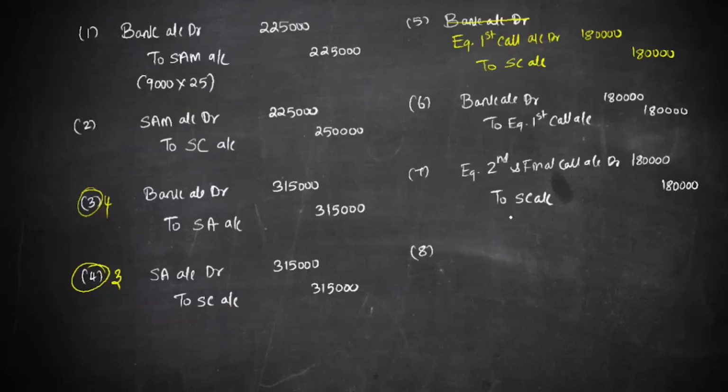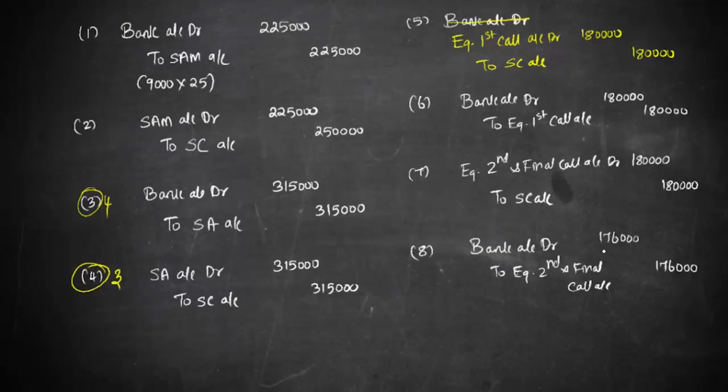So we'll write the realization, that is bank account debit 1,76,000, to equity second and final call, 1,76,000. So this means here you have a difference. You should have received 1,80,000, but what you have received is only 1,76,000. It means there is a shortage. So that shortage is 4,000.